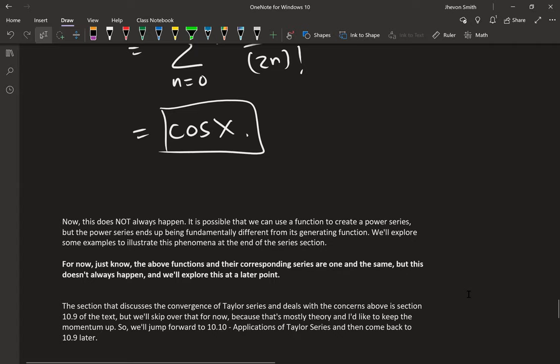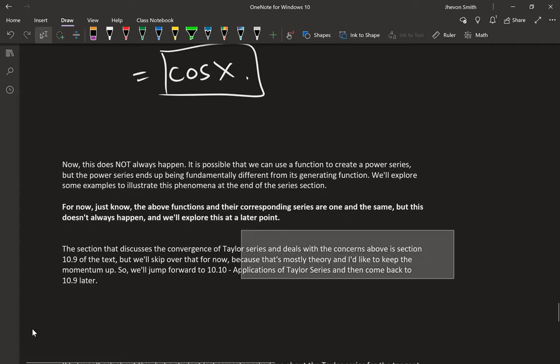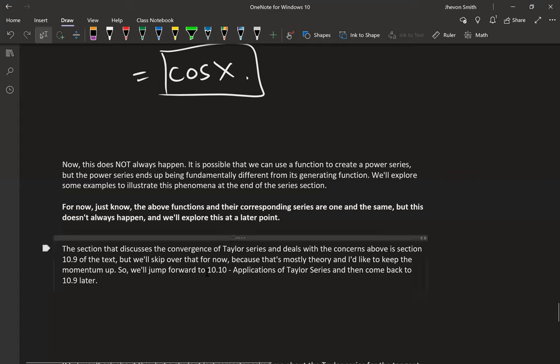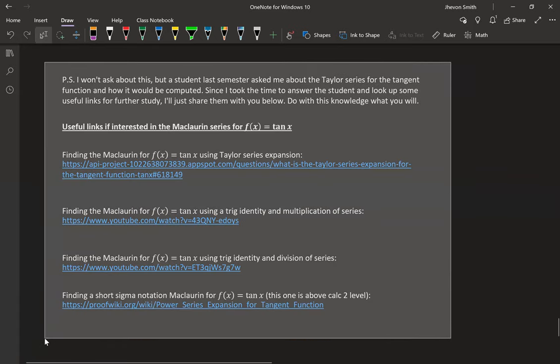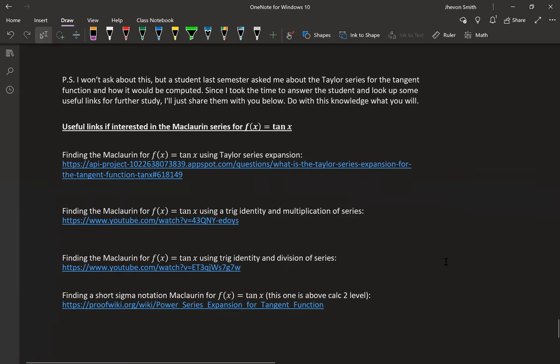Sometimes you create a Taylor series, and it's just not a useful approximation. Now, we'll discuss the convergence in 10.9, and we'll talk about that issue and issues like that. But I want to jump forward to 10.10 because there's a lot of computational coolness that happens in that section. So we're going to jump there. And by the way, I'll just leave this right here because a student from my class last semester asked me, what would the Maclaurin series for tangent look like?